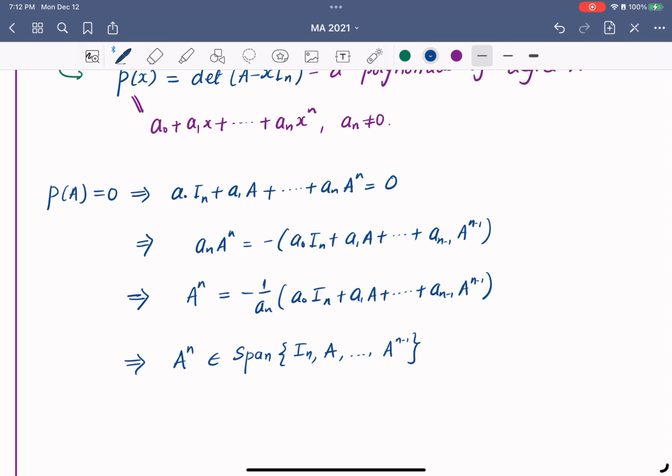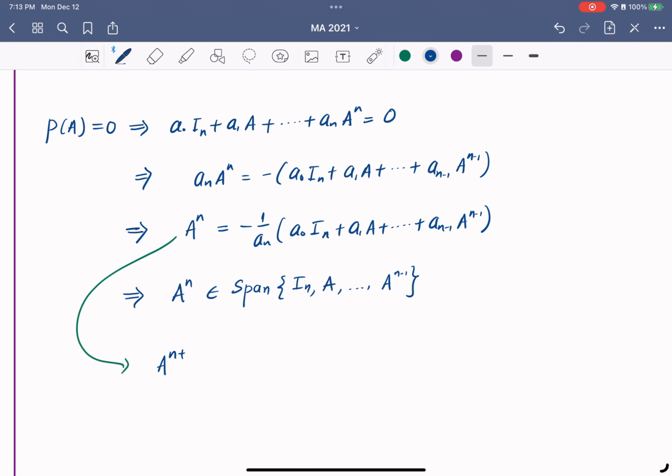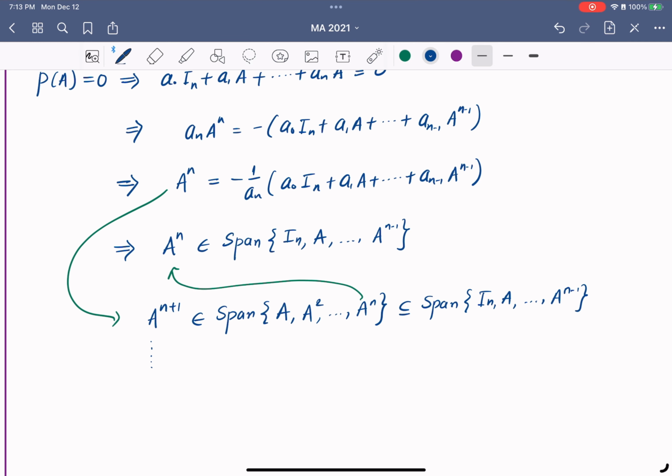Also, an interesting thing to notice is that from this equation, if you multiply both sides by A, what you get is A power n plus 1 also belongs to the span of A power 2 all the way up to A power n. Now A power n, we know that belongs to the span of the lower powers of A. So this means that this span is a subspace of the span of all these lower powers of A up to n minus 1. Now going on like this, you can argue that A power k actually belongs to the span of these lower powers up to n minus 1 for all k greater than or equal to n.